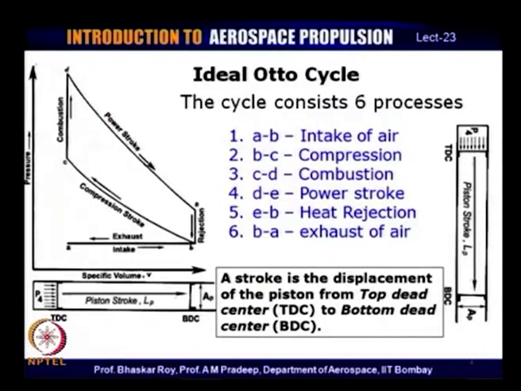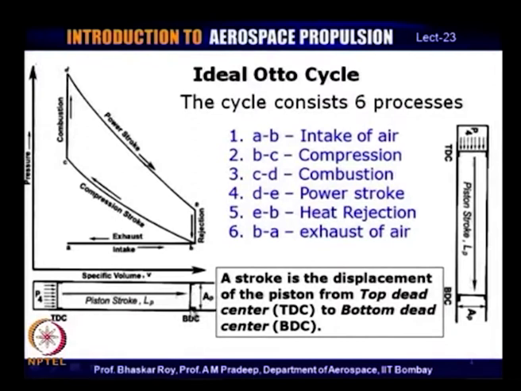Now, if you look at a schematic of an engine which operates as per the Otto cycle, just below the PV diagram, you will see this diagram here of a schematic of a piston engine. Now, this is the piston stroke as it is often called, and this is what we were calling stroke. And this LP is the length of the stroke.